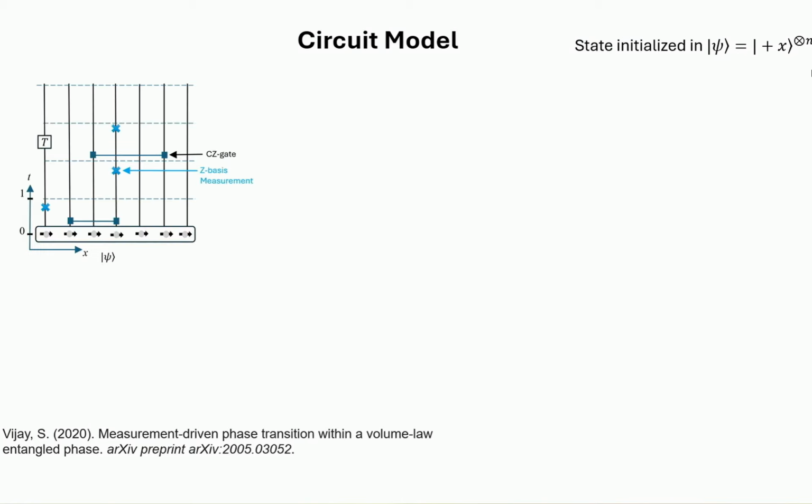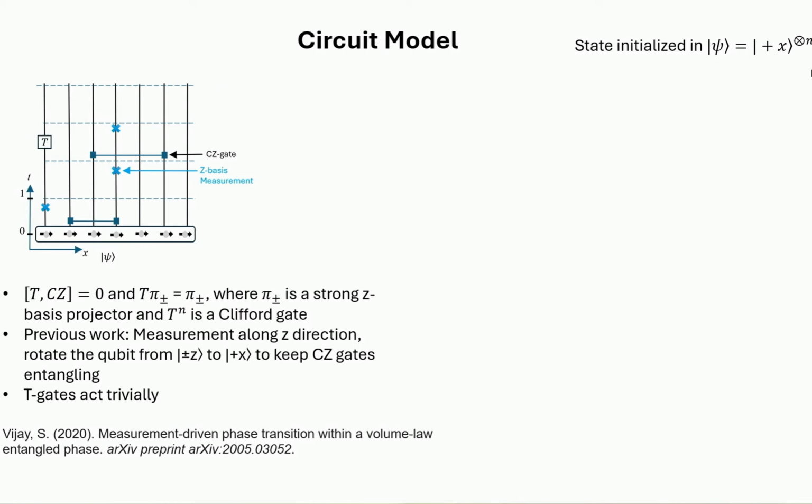The circuit model that we looked at was adapted from this paper by Sagar Vijay. Basically the idea is you start in a random product state initialized in the X basis, and you have some long range CZ gates and Z basis measurements. In this model, the Z basis measurements actually kill the T gates. If you have a T gate preceding a Z basis measurement, it's as if you have no T gate at all. Also the T gates commute with the entangling unitaries. What this means is you can push the T gates to the back of the circuit because they commute with all the unitaries, and also they're killed by the Z basis measurements.